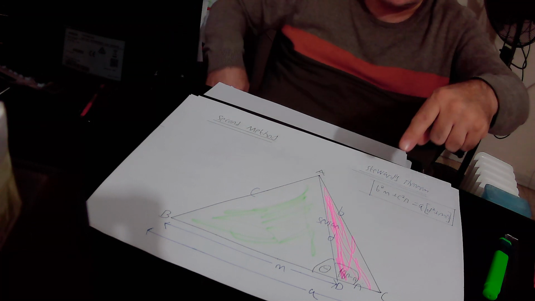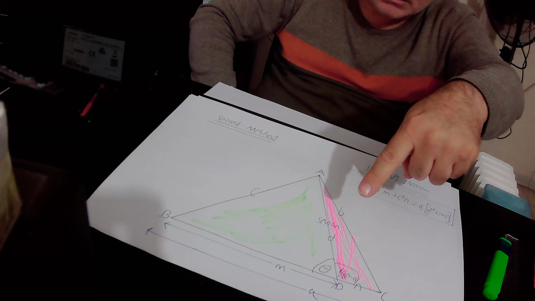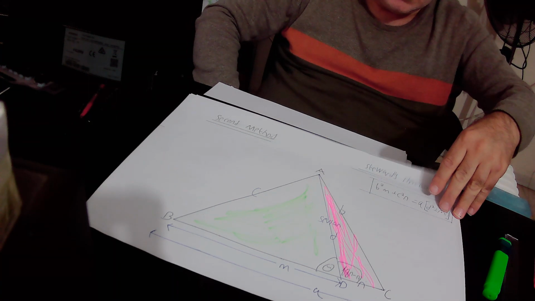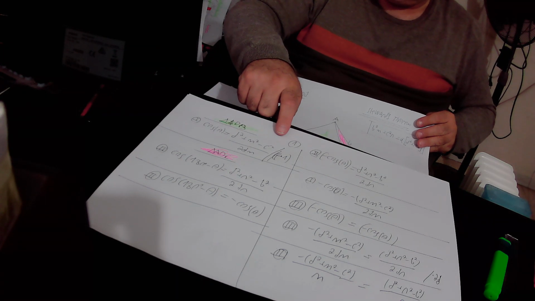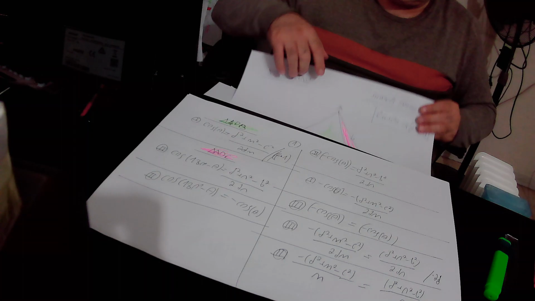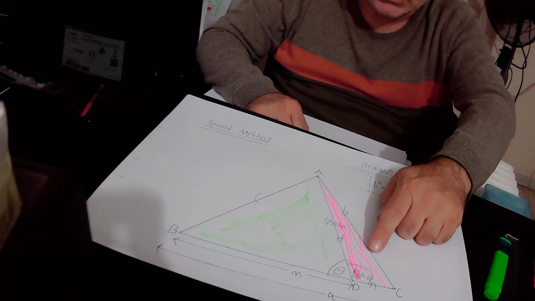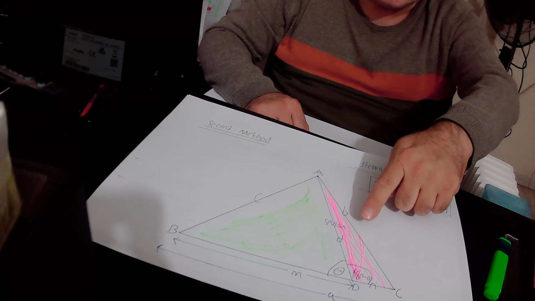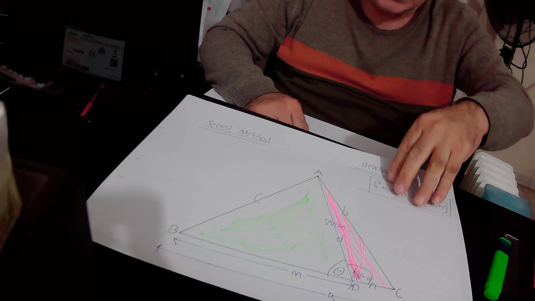According to the law of cosines on the pink triangle ABD, cosine theta equals M square plus D square minus C square over 2 times D times M. Here cosine theta equals D square plus M square minus C square over 2 times D times M. Then we implemented the law of cosines in the pink triangle ADC. According to the law of cosines in the pink triangle ADC, cosine 180 degrees minus theta equals D square plus N square minus B square over 2 times D times N.